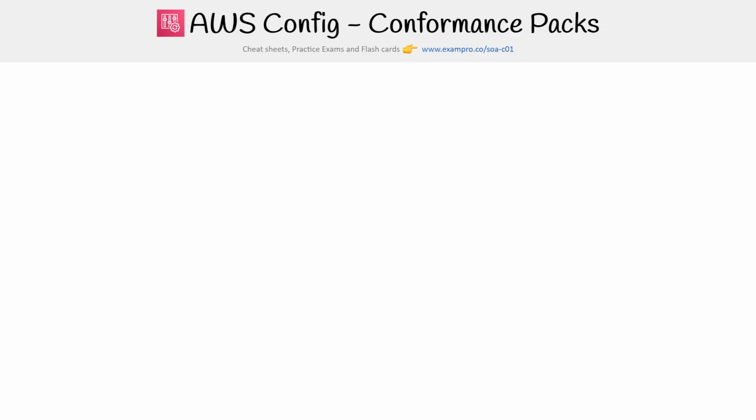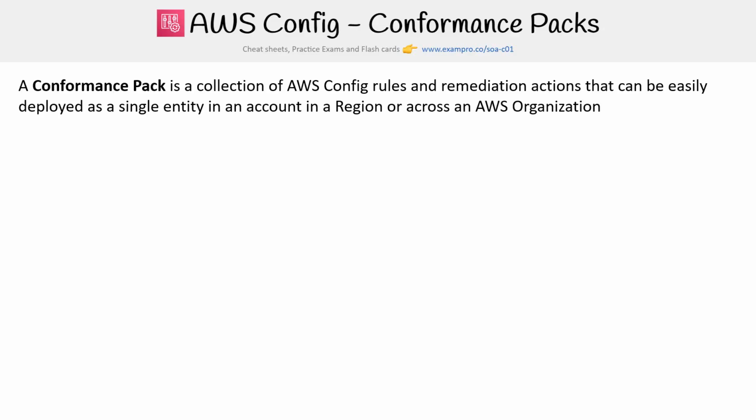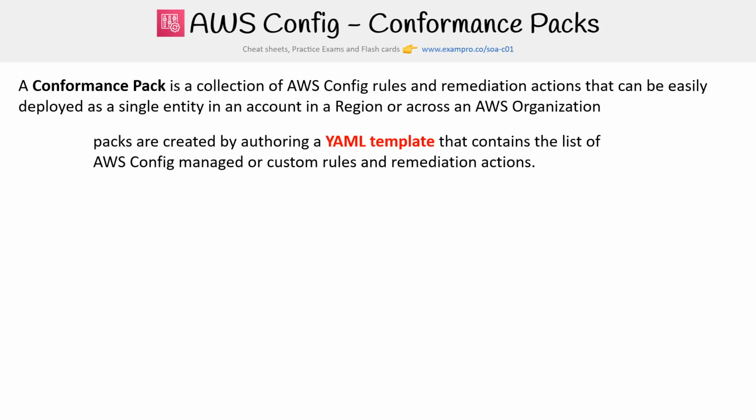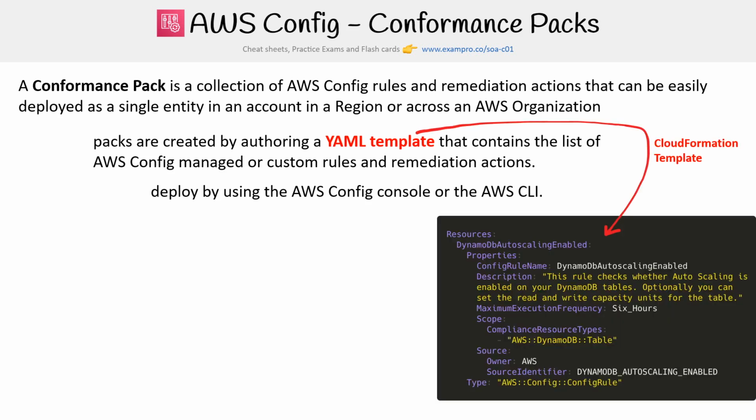Let's take a look at conformance packs, and these are a collection of AWS Config rules and remediation actions that can be easily deployed as a single entity in an account in a region or across an AWS organization. Packs are created by authoring YAML templates that contain the list of AWS Config managed or custom rules and remediation actions, and you deploy them via the AWS console or AWS CLI. When they say YAML templates, what they really mean is a CloudFormation template.